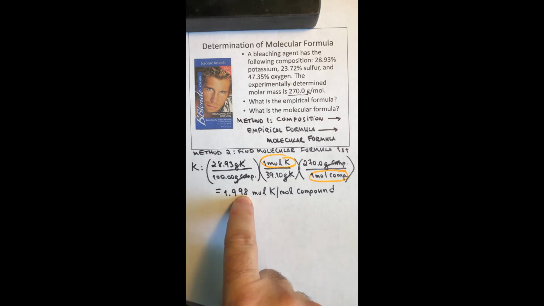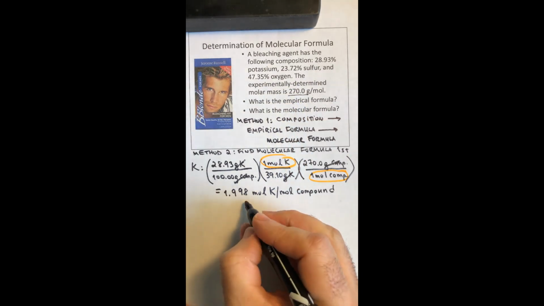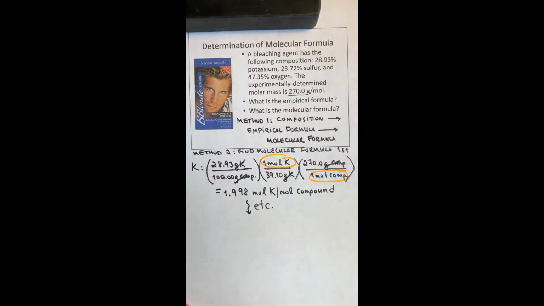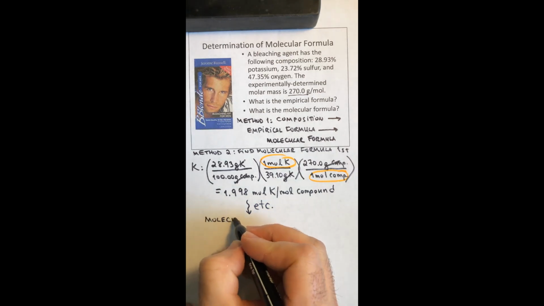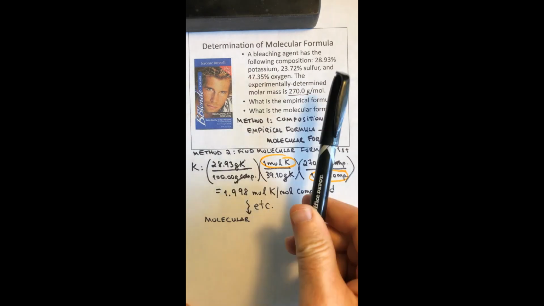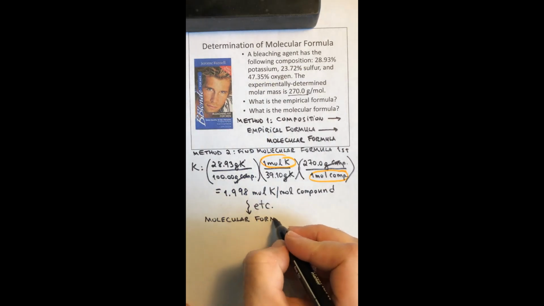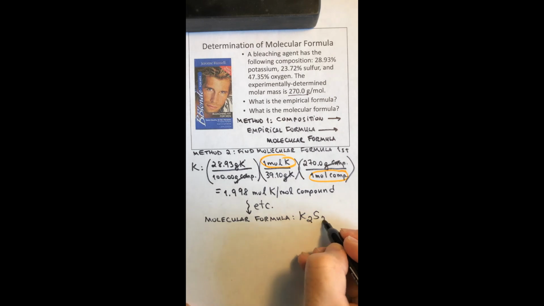Okay? So I'm not going to do the rest of them. I'll let you do the sulfur and the oxygen. But I'm going to say here, etc. And I'm going to find out that my molecular formula, if I do that same thing now for the sulfur and then for the oxygen, would be K2S2O8.